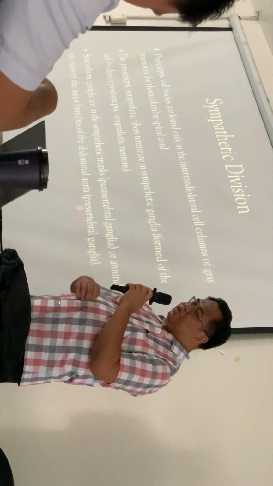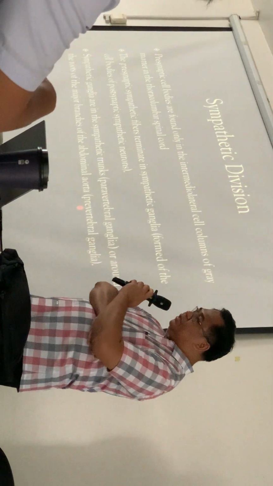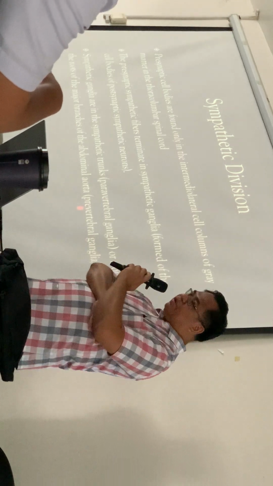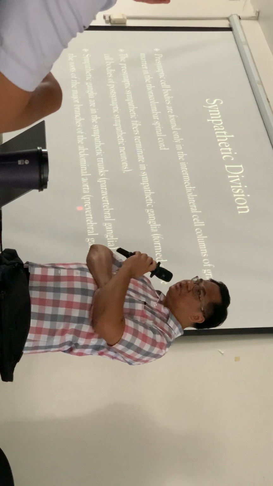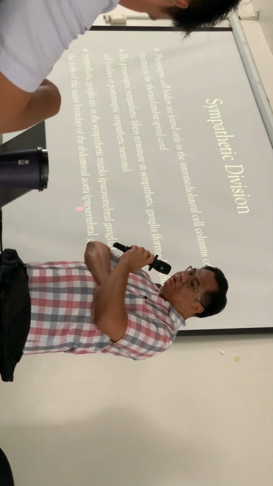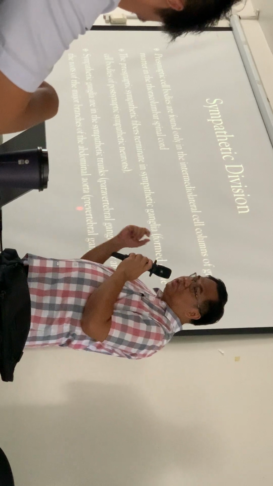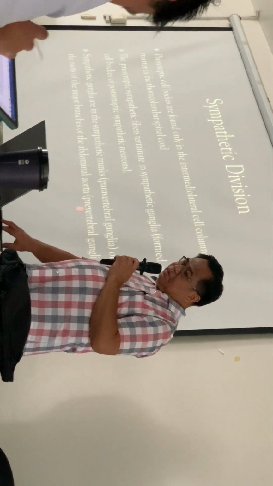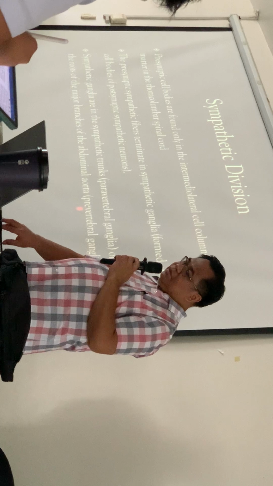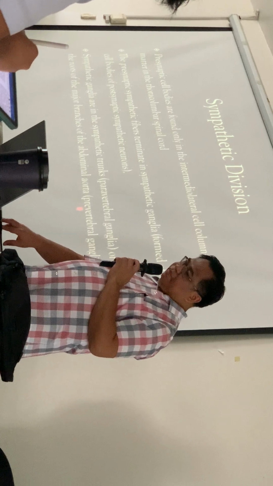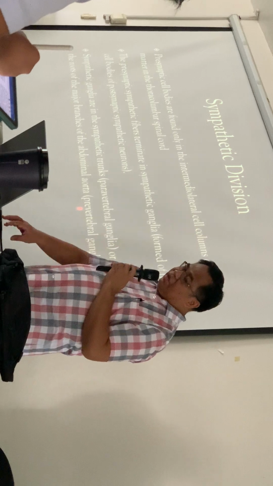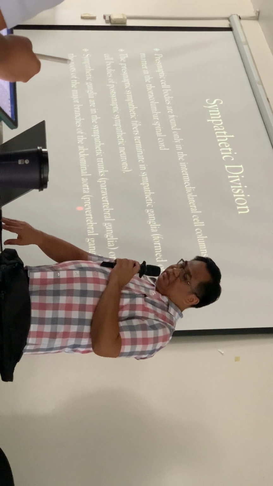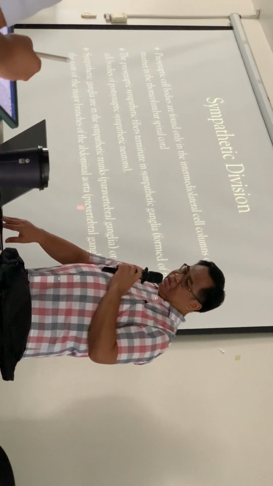So for the sympathetic division, the presynaptic cell bodies are found in the intermediolateral cell column of gray matter in the thoracolumbar spinal cord. So the sympathetic division is also called the thoracolumbar division because the neurons are found in the thoracolumbar segments of the spinal cord. The presynaptic sympathetic fibers terminate in sympathetic ganglia. So again, ganglia because they are found in the peripheral nervous system. And the ganglia are formed of the cell bodies of the postsynaptic sympathetic neurons.